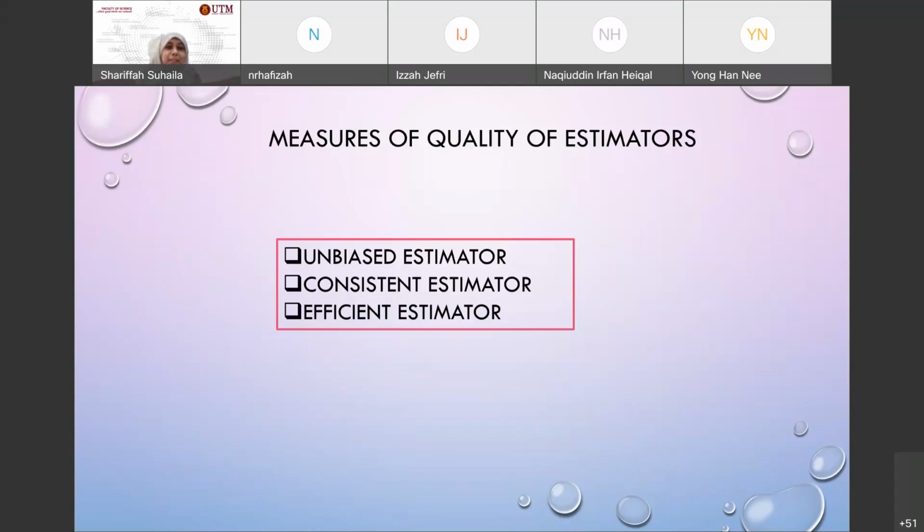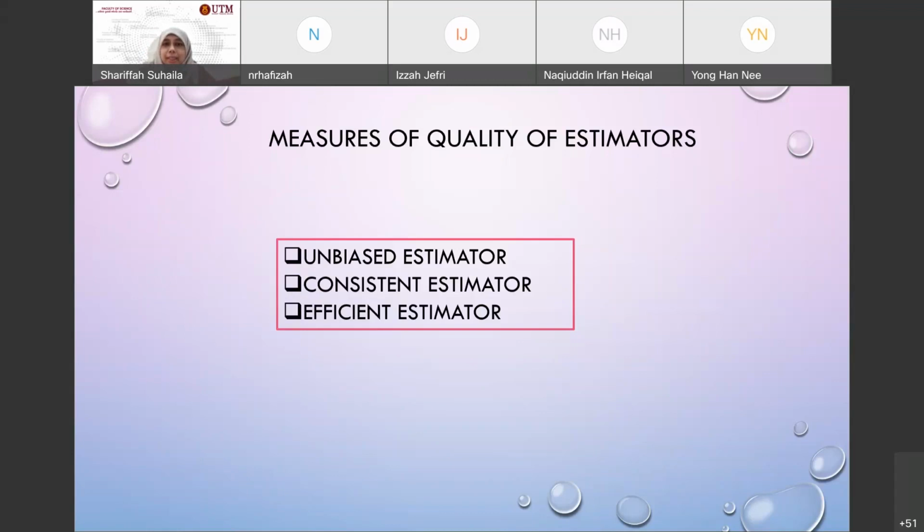Okay, and then the third one is the efficient estimator. For efficient estimator, normally you compare your variance, variance of theta 1 and variance of theta 2. Which one is more efficient? What we had before this is the concept of uniformly minimum variance unbiased estimator. So those are the three qualities of estimator. But what we emphasized before this is just unbiased estimator and efficient estimator. That is what I discussed in the previous lecture.